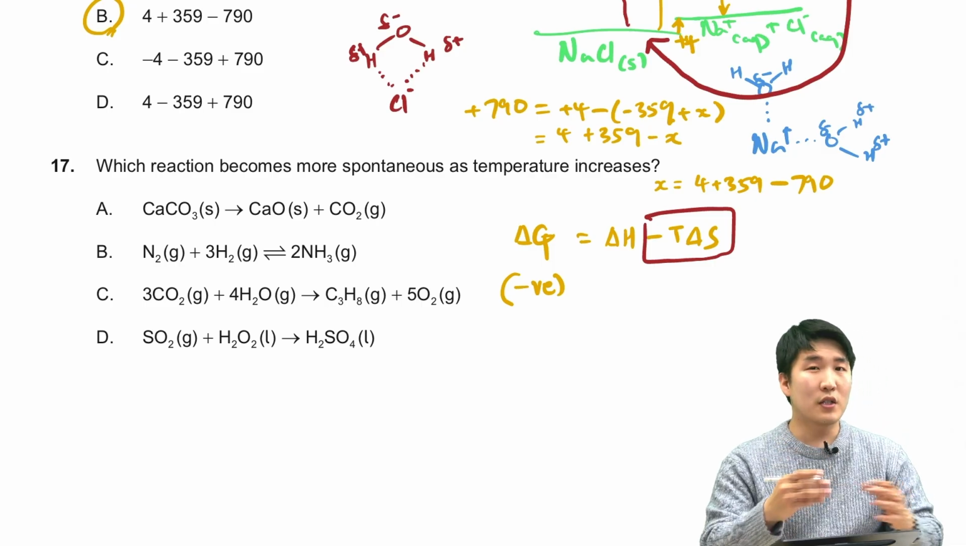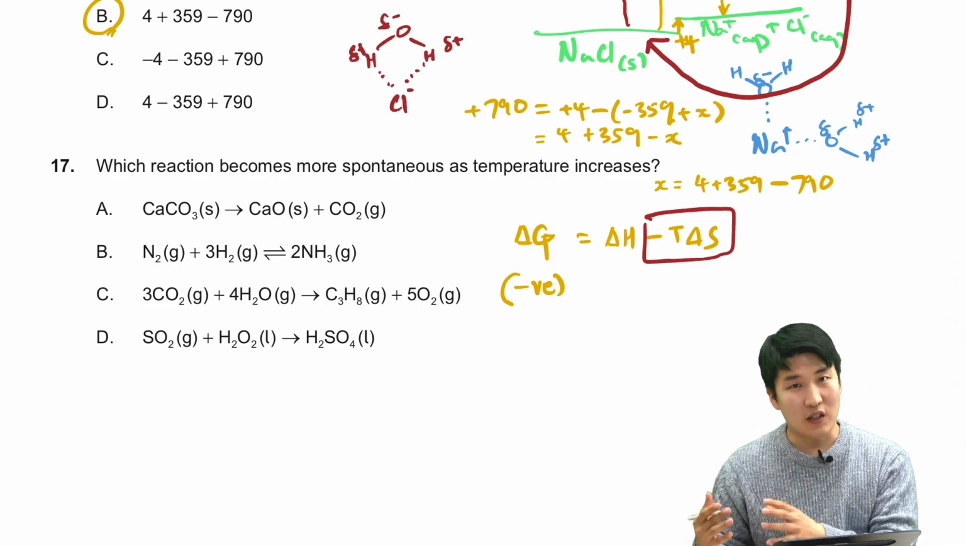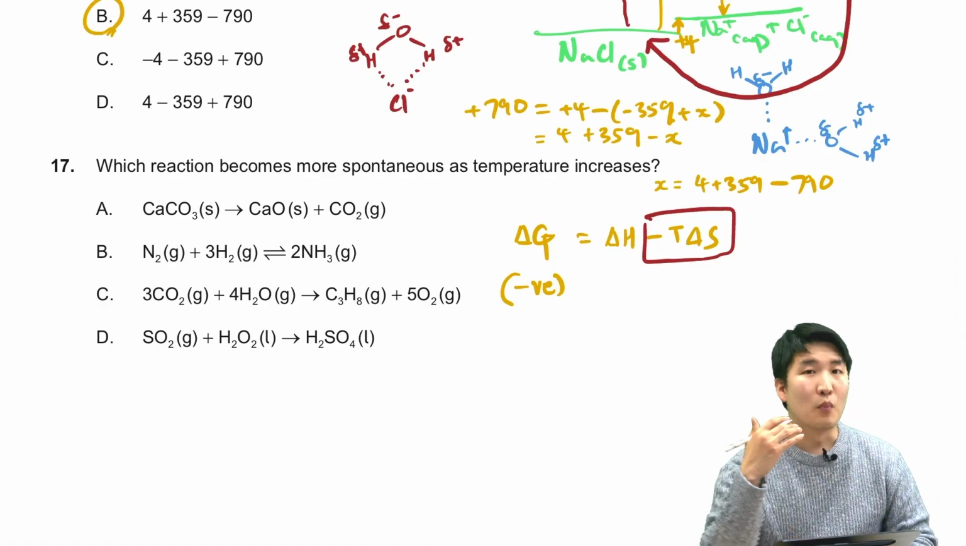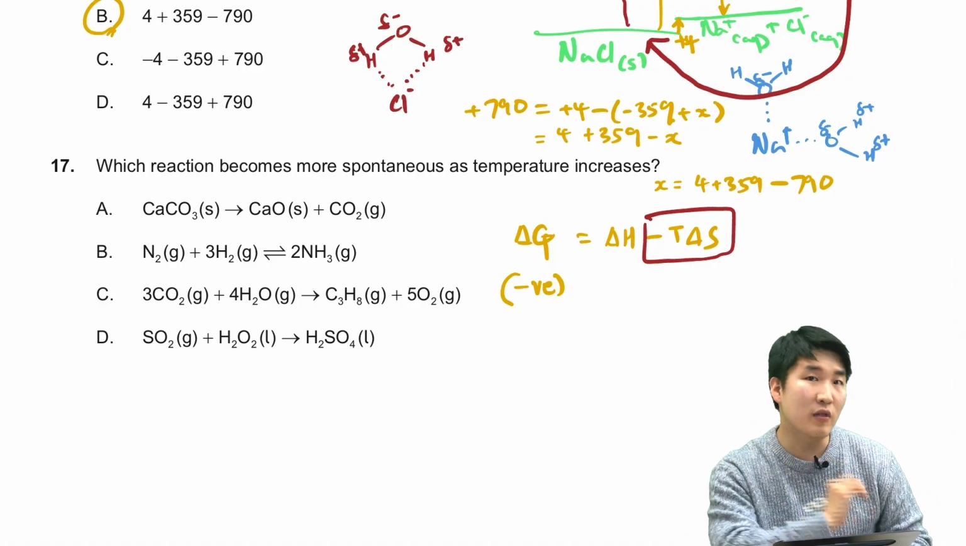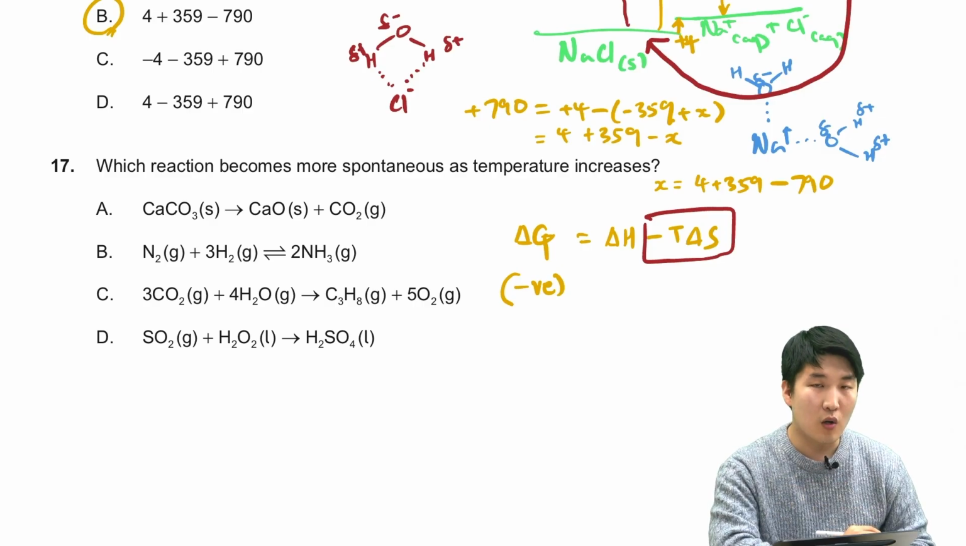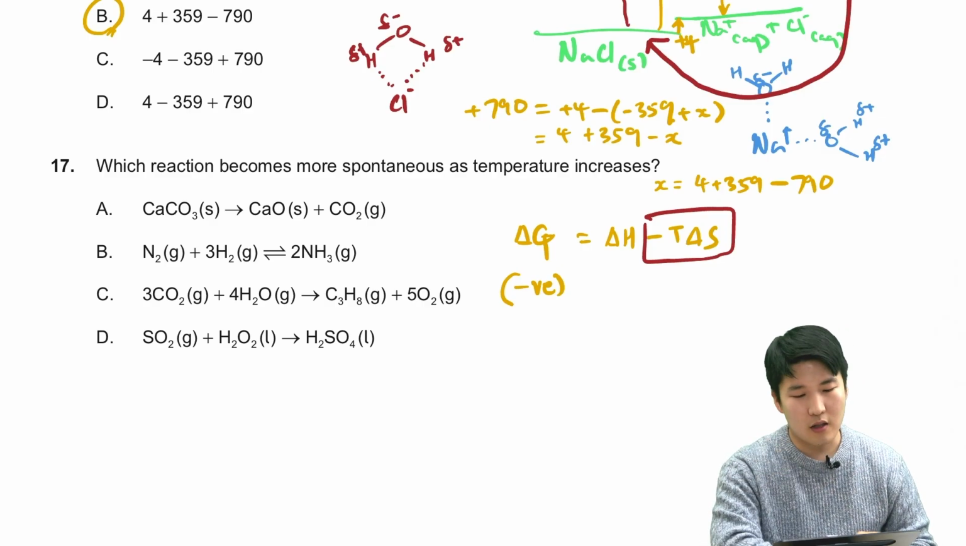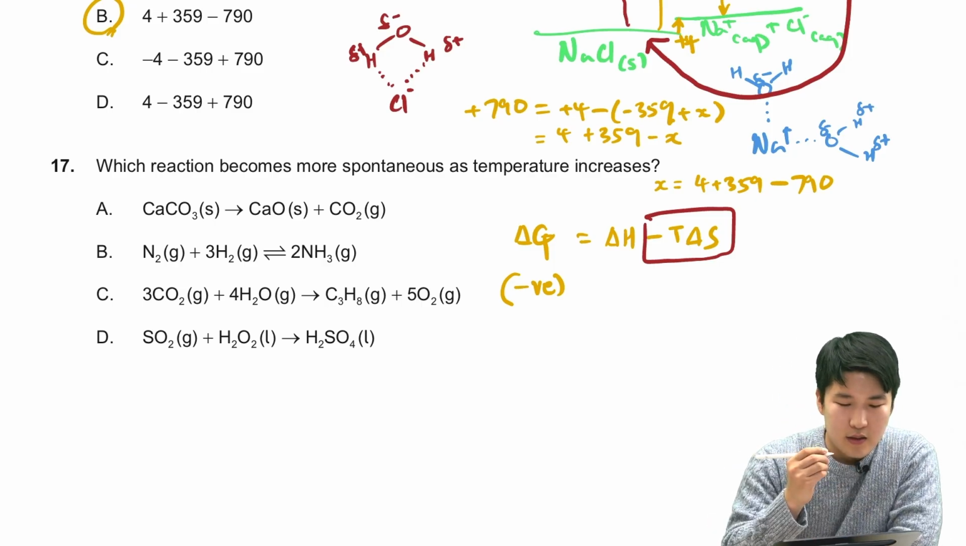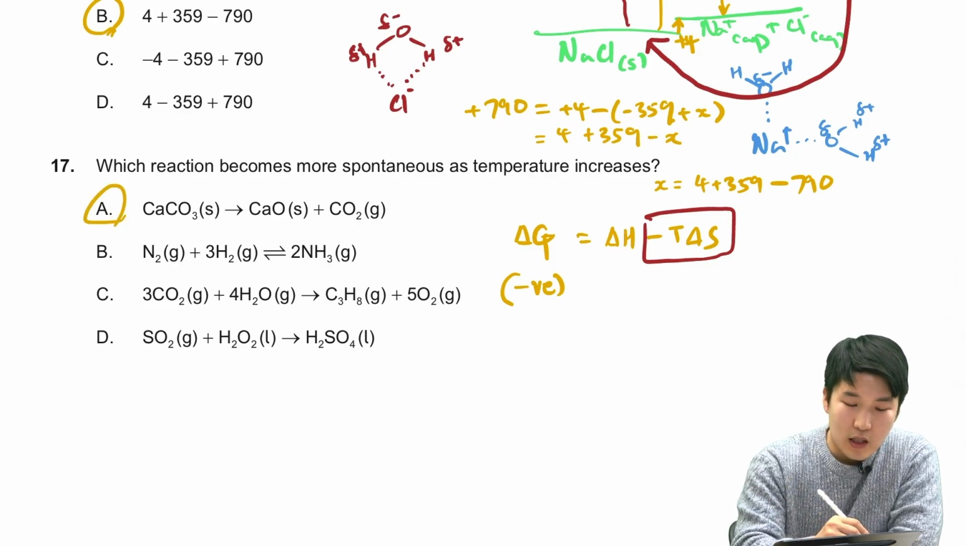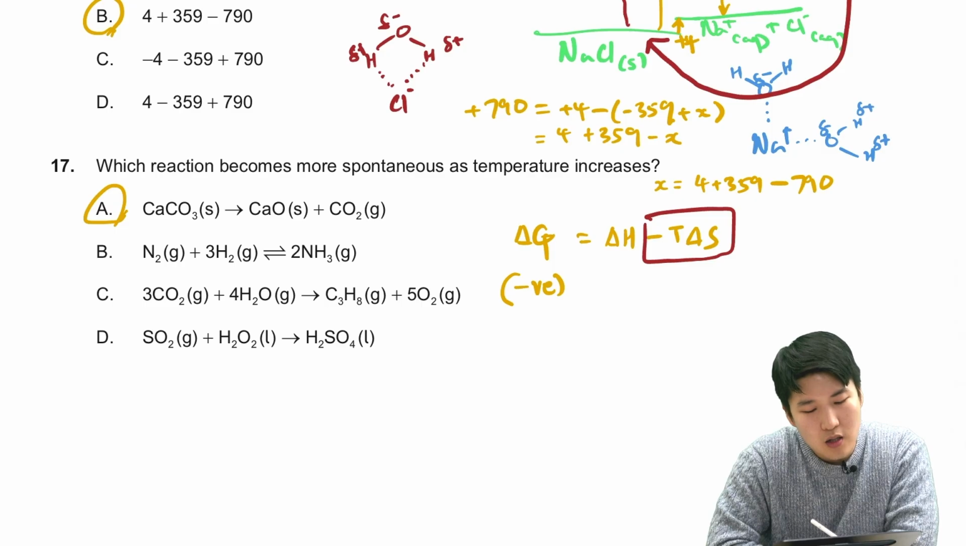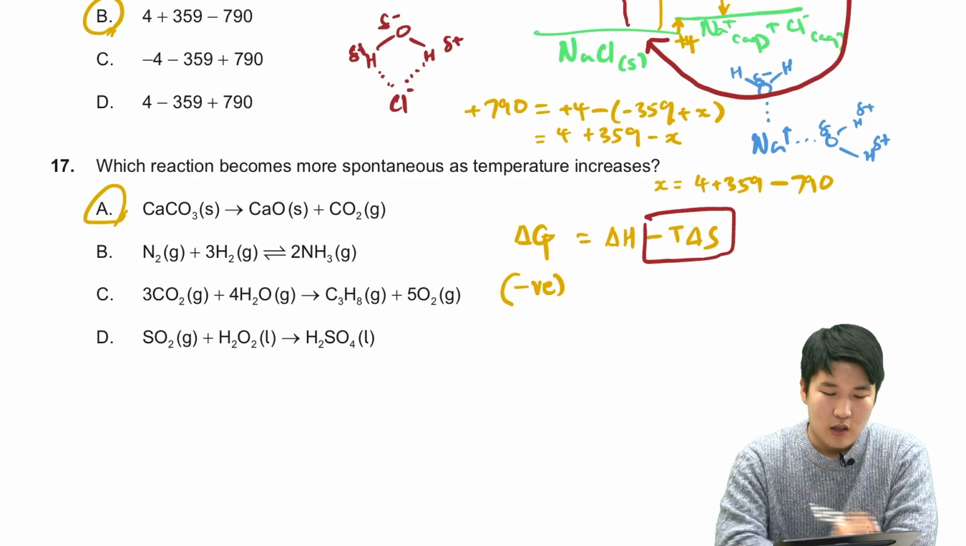Which means the equation needs to get more and more chaotic. By chaotic, we mean higher moles of products than the reactants. Which of the four options contains higher moles of products than reactants? It appears that A has an increase in the moles of products. So A will be the answer. And B, which actually has reduction of product moles, will not be the answer.